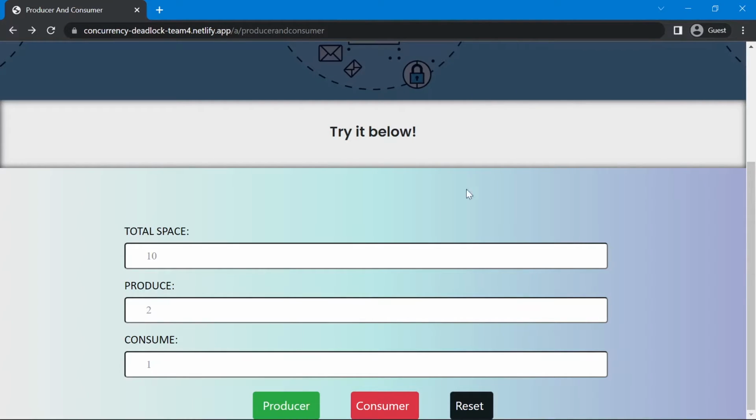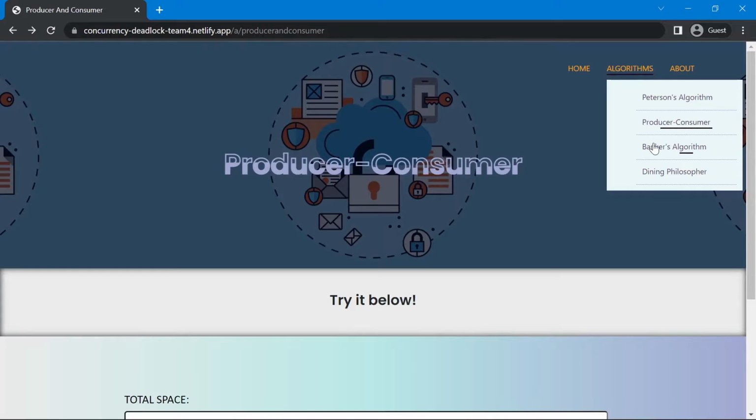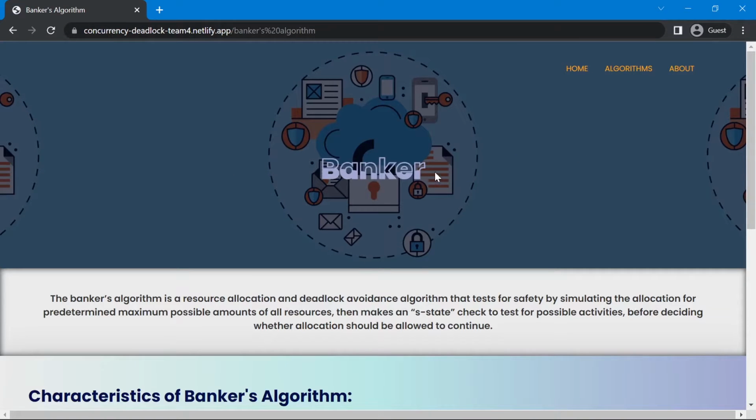Let's move to our Banker's algorithm. The Banker's algorithm is a resource allocation and deadlock avoidance algorithm that tests for safety by simulating the allocation for predetermined maximum possible amounts of all resources, then makes a safe state check to test for possible activities before deciding whether allocation should be allowed to continue or not.